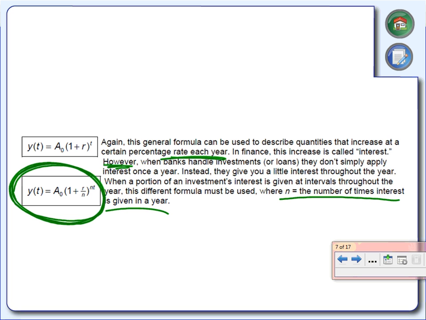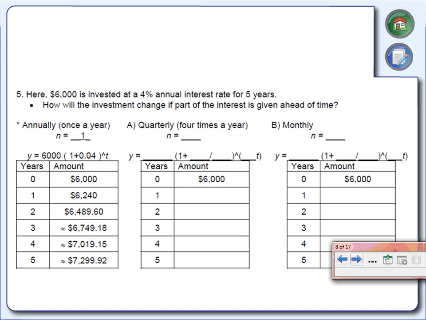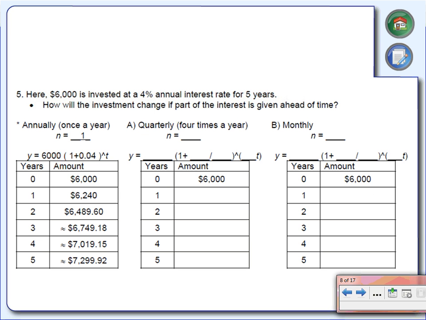It says right here that N is going to represent the number of times interest is given in a year. Like I said, right now up to this point, interest has been given just once a year. But that's not always the case. Sometimes it's twice. Sometimes it's 3 times. Sometimes it's 4 times. So let's take a look at a couple of those.